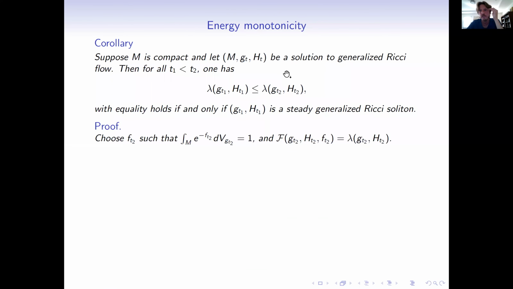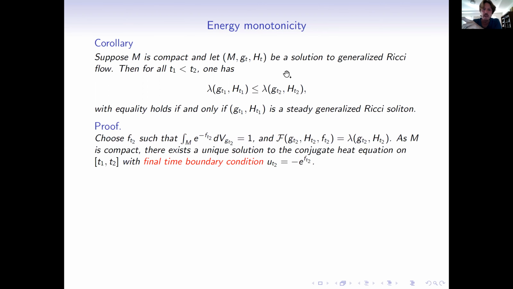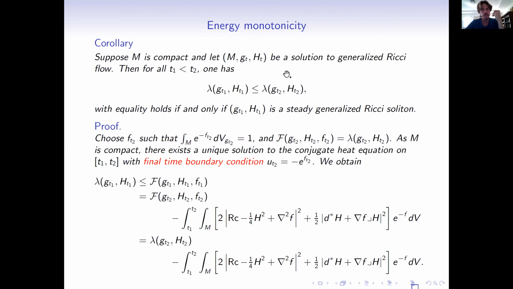Okay, and again, the proof is kind of like what I said already. So you choose F at this final time t2, which realizes the infimum there at time t2. And then since M is compact, we can solve this conjugate heat equation with the final time boundary condition, right? So again, this conjugate heat equation is a backwards parabolic equation. So we fix this final time data and then solve on the interval t1, t2.